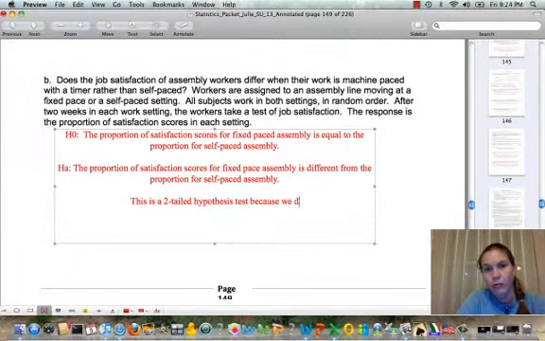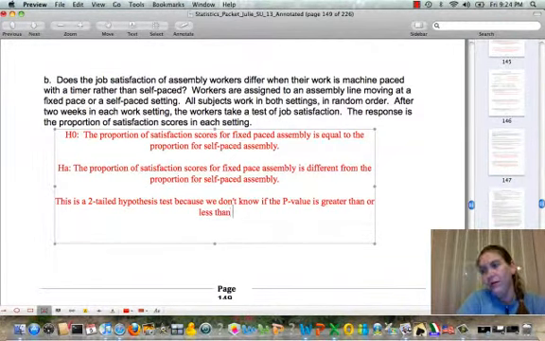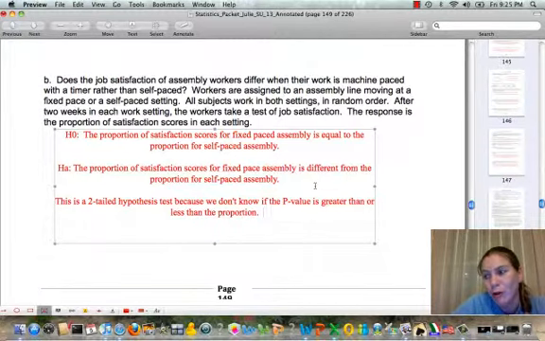because we don't know if the p-value is greater than or less than the proportion. So that makes sense? Because it says different and not greater than or less than, we would use the not equal sign and we wouldn't know whether it was a greater than or less than, and we wouldn't know whether it was a left-tailed or a right-tailed p-value. Does that make sense? Okay.